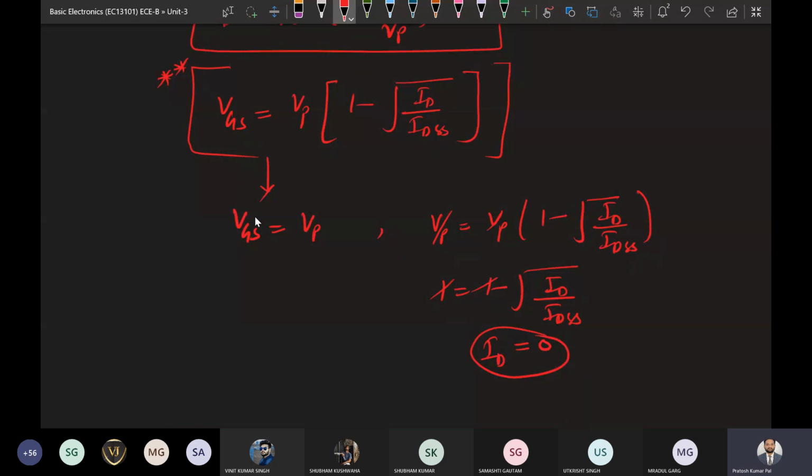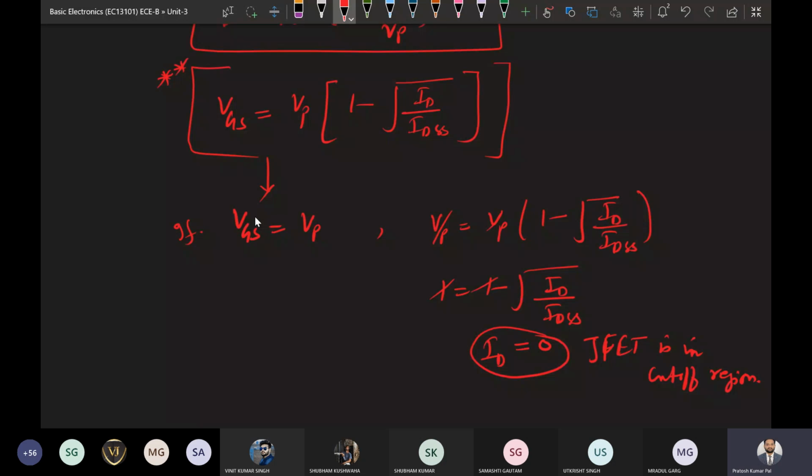So ID equals 0 is the case when the JFET is in the cutoff region. When we put VGS equals VP in the equation defined by Shockley, that is the Shockley equation, ID comes out to be 0. That means this is the condition for the JFET to be in the cutoff region.